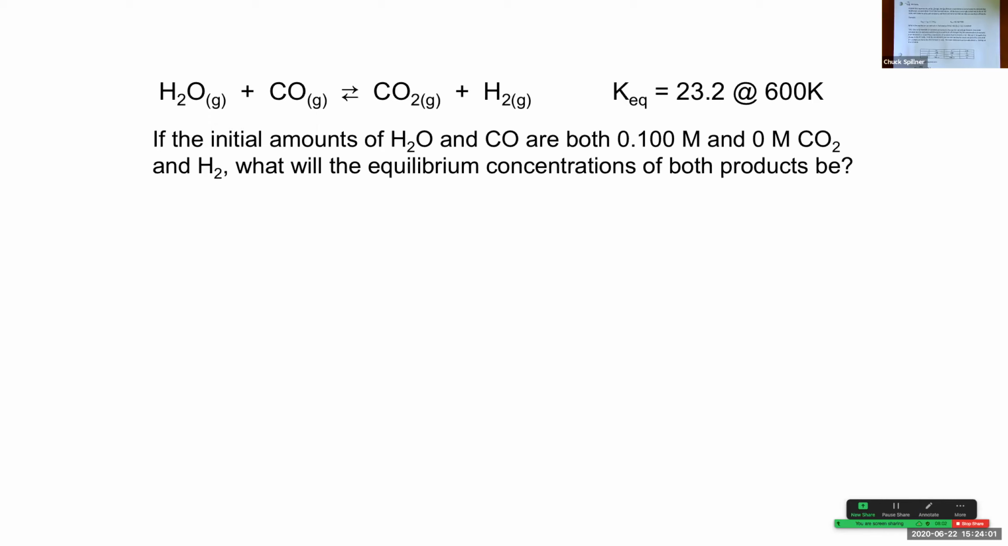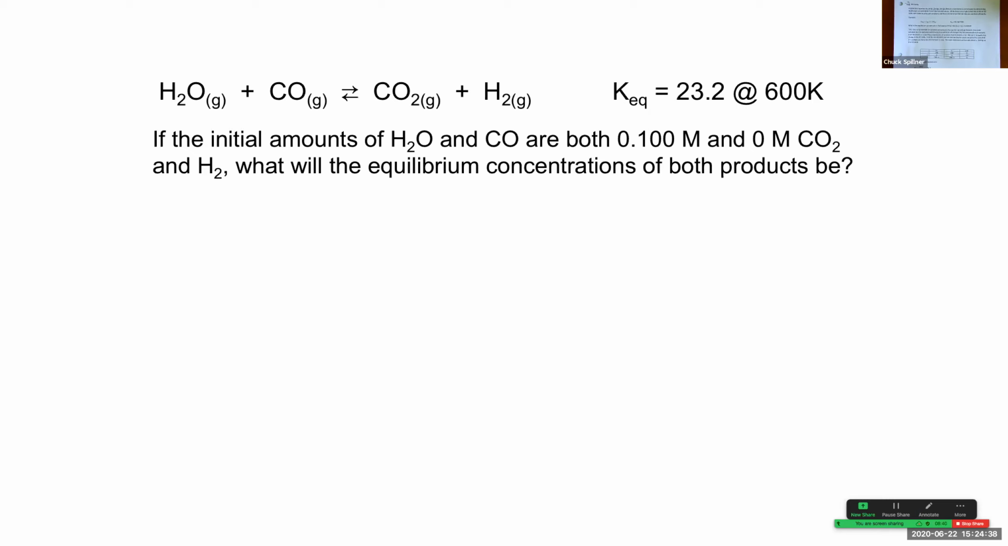So H2O and CO are both 0.1 molar, but the products are 0 molar, there's nothing. What will the equilibrium concentration be of both products? Actually, what will the equilibrium concentration be of everything, of H2O, the CO, the CO2, and the H2? So not only the products, but everything else, because if you don't have any product to begin with in this problem, it means that Q is 0.